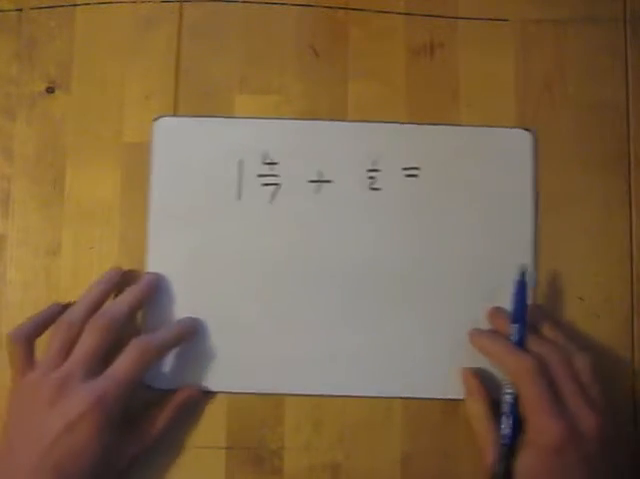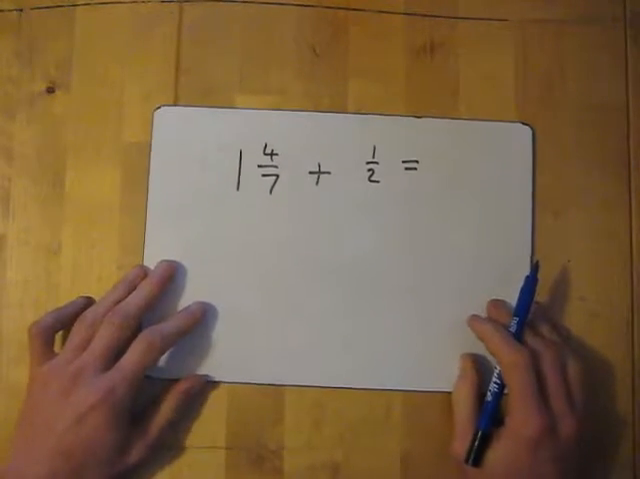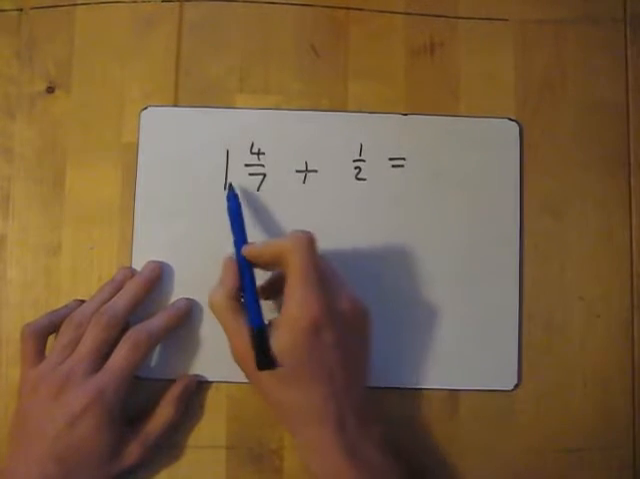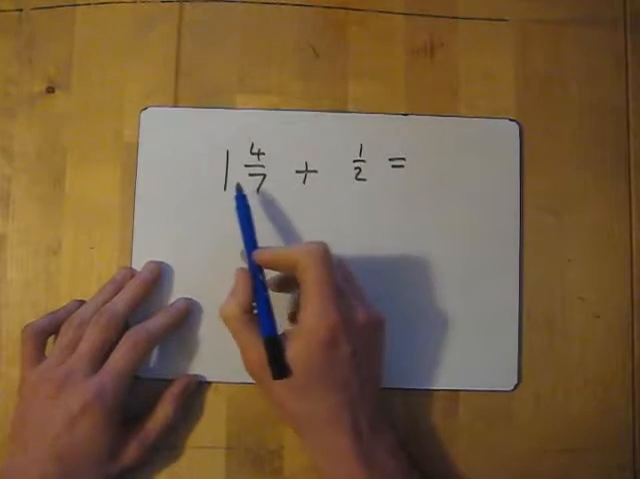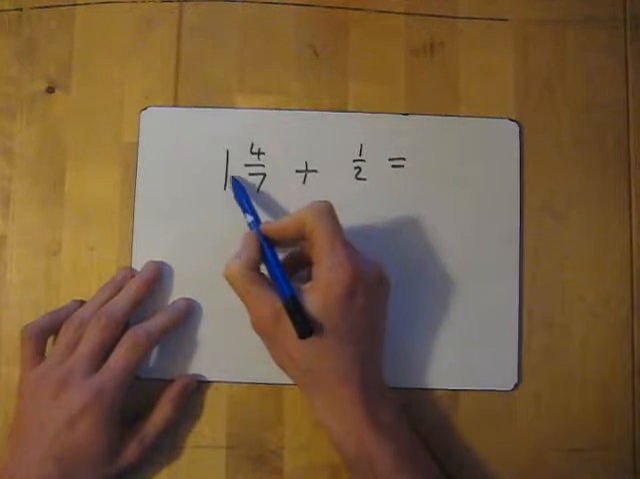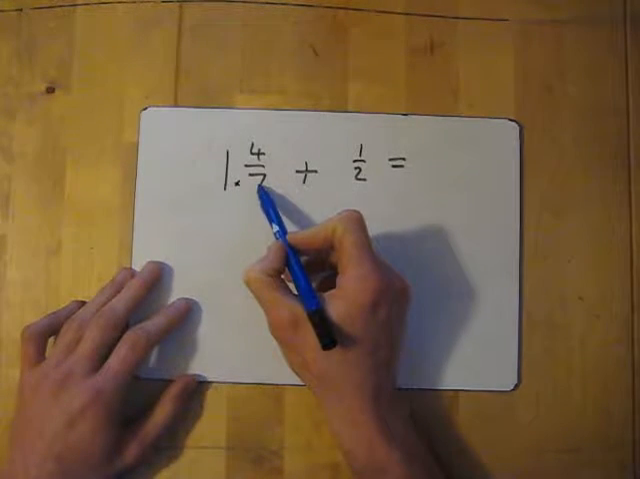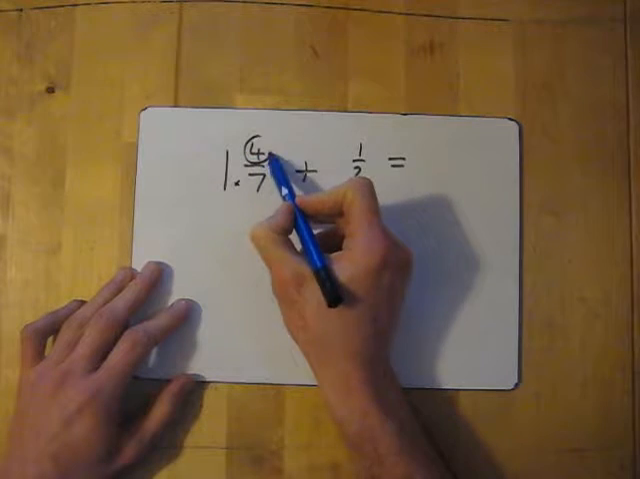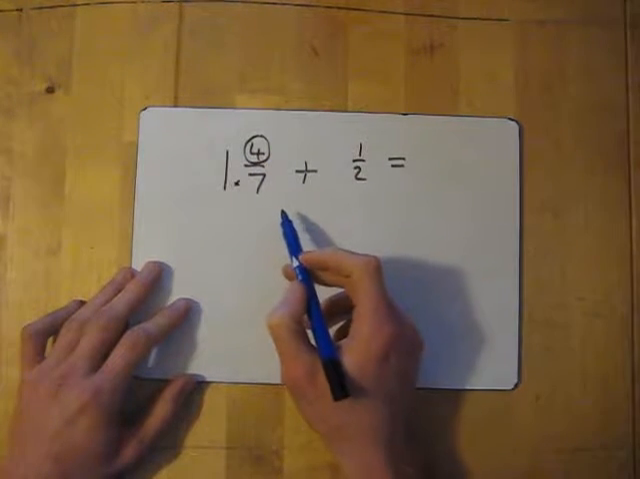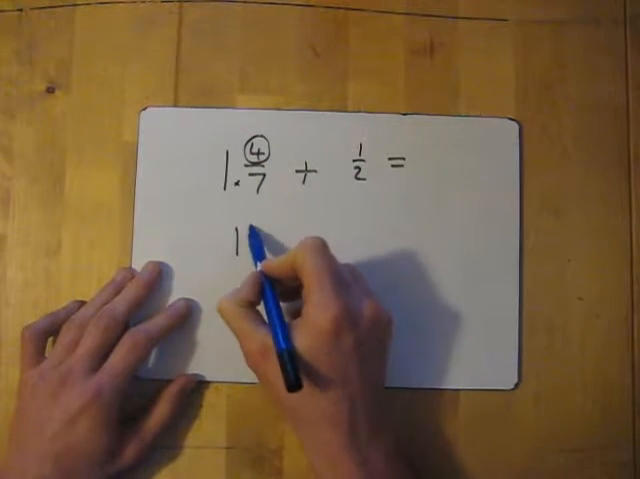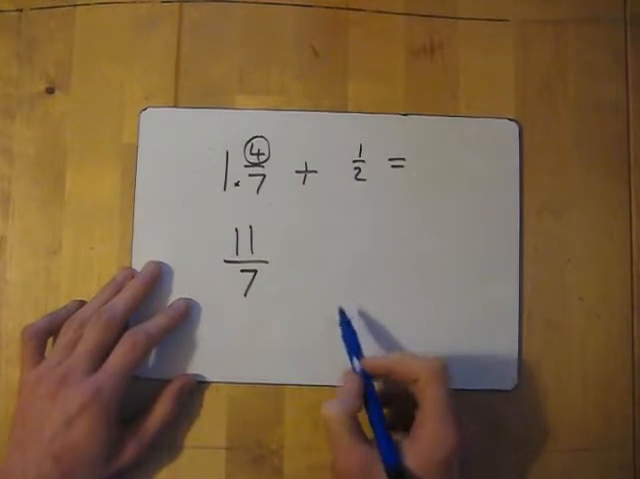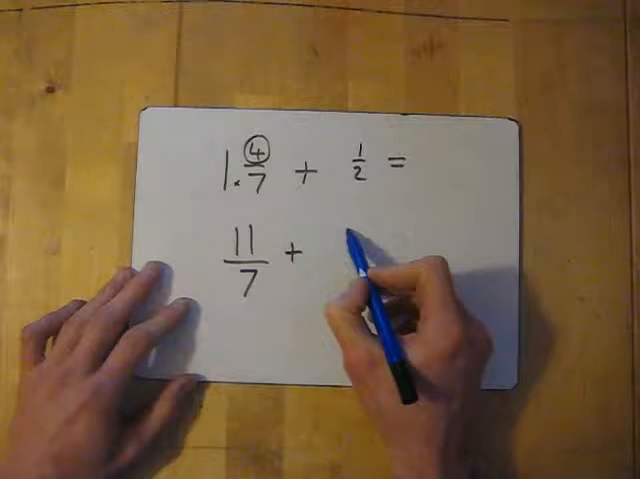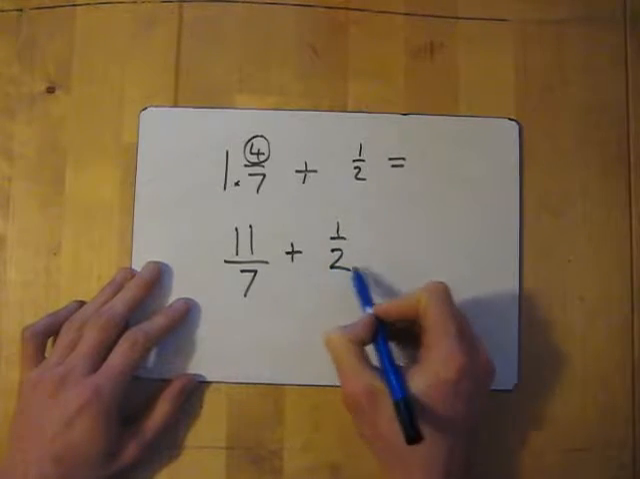Let's try a couple more, give you one to have a go at as well. So we've got 1 and 4/7 add a half. So first thing, convert the mixed number into an improper fraction. So multiply, add, ask ma. So we multiply, 1 times 7 is 7, and then we add the 4 onto that. So 7 add 4 is 11, so we've got 11 over, and then the bottom number always stays the same, 11 over 7. Add a half.